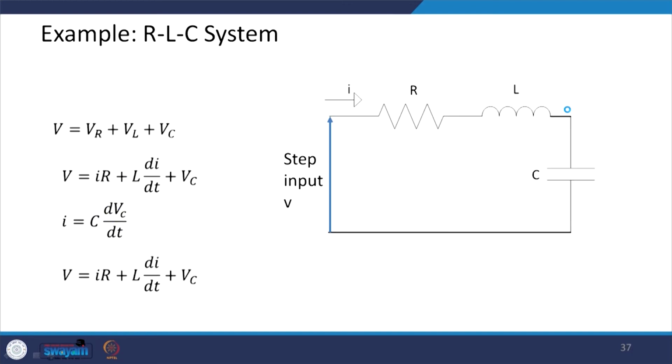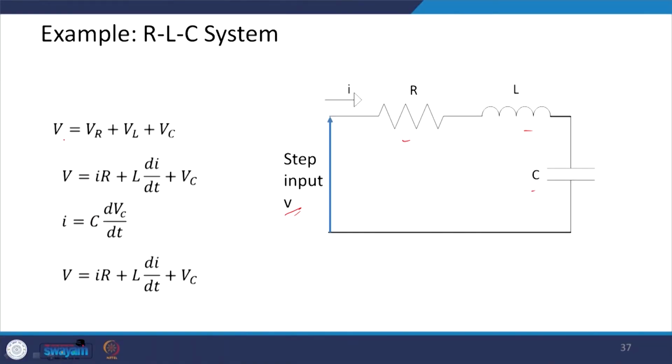Another example, as I was telling you, in an electrical system, is a simple RLC circuit, which is an example of the second order system. For a given step input, I can write Kirchhoff's voltage law, that is KVL, and I can write the voltage across the resistor, inductor, and capacitor: i R, plus L di by dt, plus Vc. So, this way I can write the expression like this one.